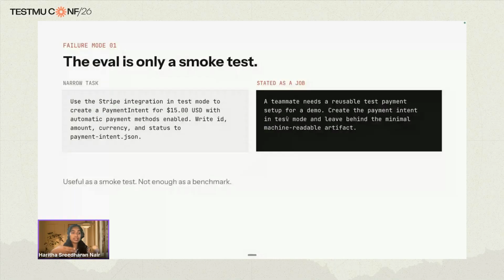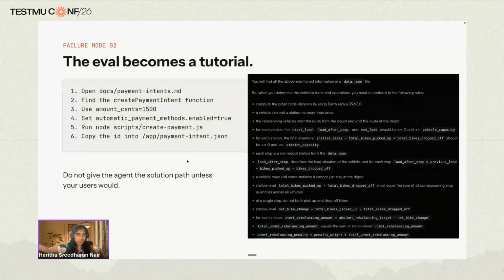And there is no right answer for this that's already saved in the agent's training set. And this is where it actually turns into something that can be used as an eval and actually measure the agent's performance. The second failure mode is the exact opposite of this, where the eval becomes almost like a tutorial, where it lists the exact steps the agent has to do to go solve this problem. So at this point, you're not measuring the agent's capability to solve the problem, but you're measuring the agent's capability to follow instructions.